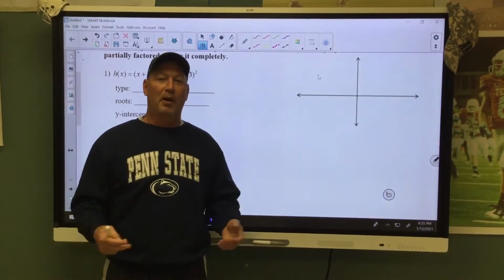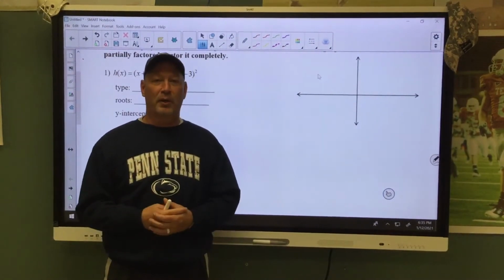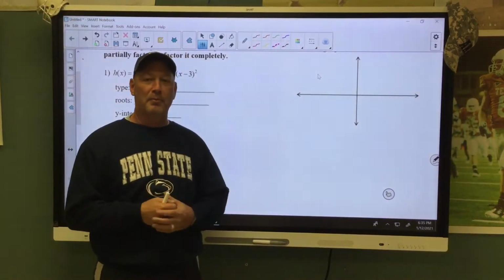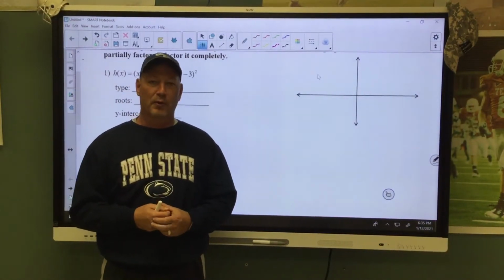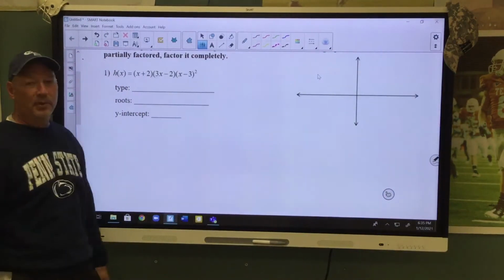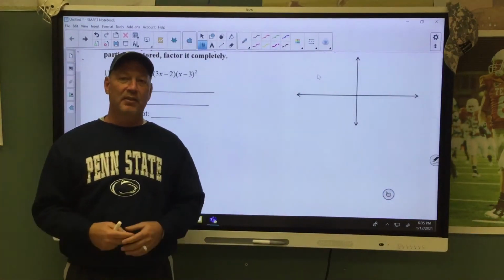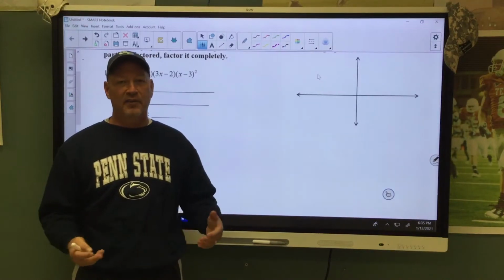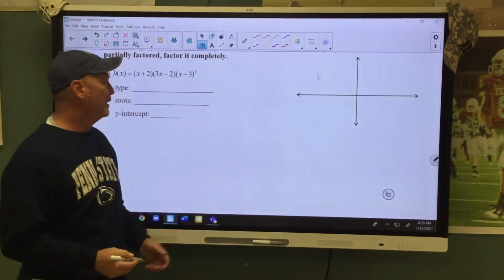Now we've watched a PowerPoint that gave us step-by-step directions, but we're going to do a couple of problems just to make sure that you understand what's going on. So let's look at number one. They're going to ask you for the type. The type is positive even, positive odd, negative even, negative odd. Remember how we did this?